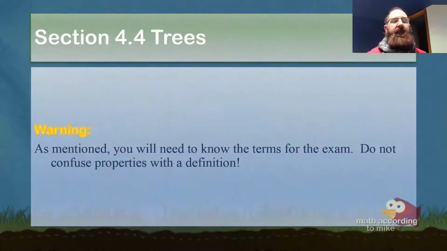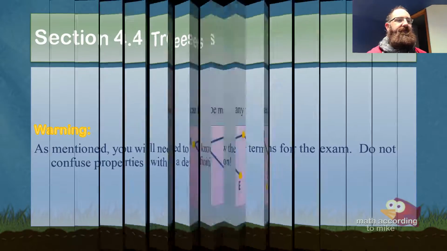So properties do not make a definition. For instance, if you said the property has an amazing beard, well, that doesn't define me. I don't define myself by my beard. So that's just a property, not the definition. So please don't mix those two up.